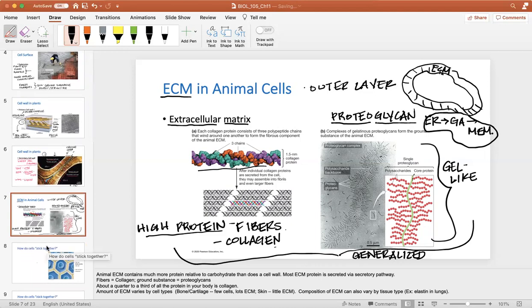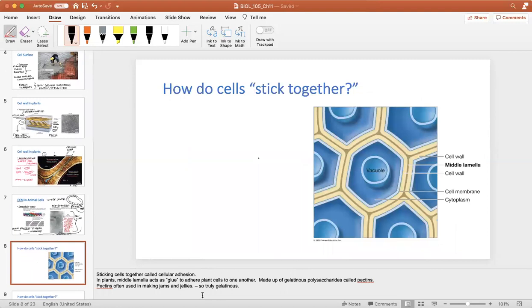Now that we kind of know what the outside of the cell looks like, how do we get these cells to stick together, okay? And sticking cells together is called cellular adhesion. So let's go ahead and mention that. Now in plants, it's a pretty easy deal, right? You've got these cell walls. So here is sort of a stereotypical plant diagram, and we've got cell walls, and that's what's being represented here by the light tan, okay? Those are our cell walls here.